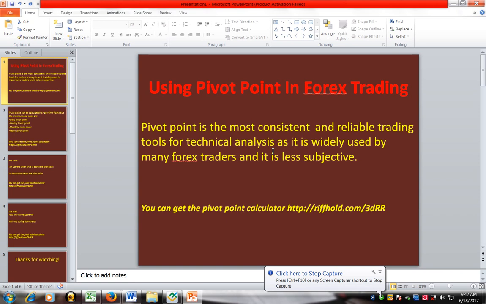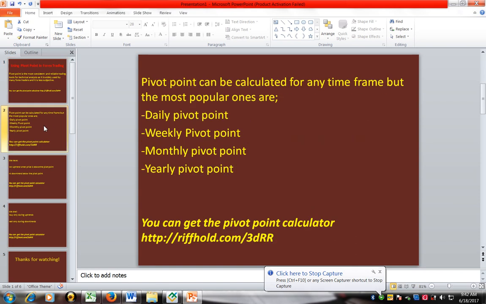It does not really entirely depend on individual interpretation or personal opinion. Okay, so it's more of a mathematical tool. Pivot points can be calculated from any time frame, but the most popular ones are daily pivot point, weekly pivot point, monthly pivot point, and yearly pivot point.